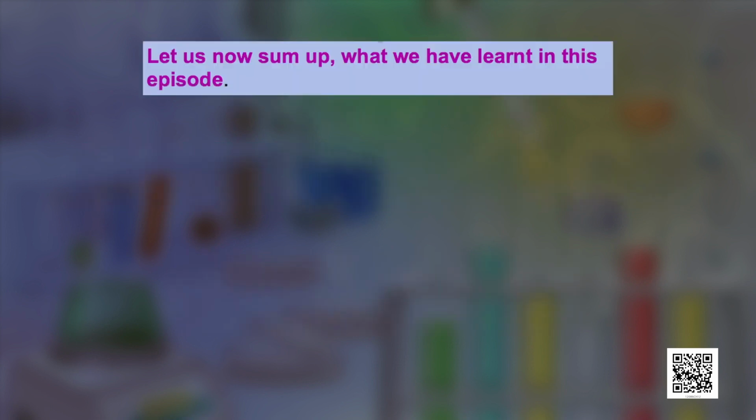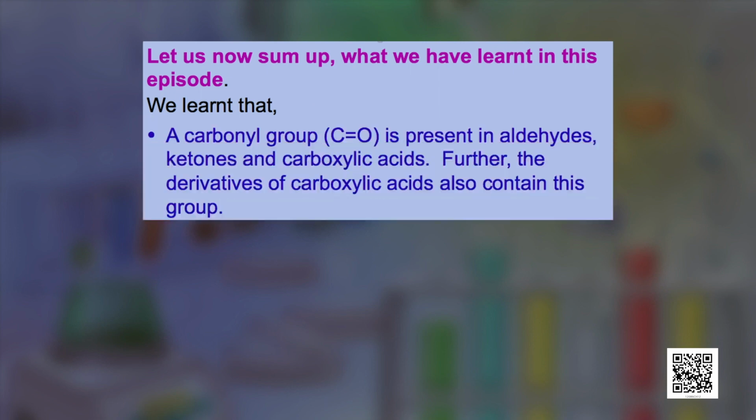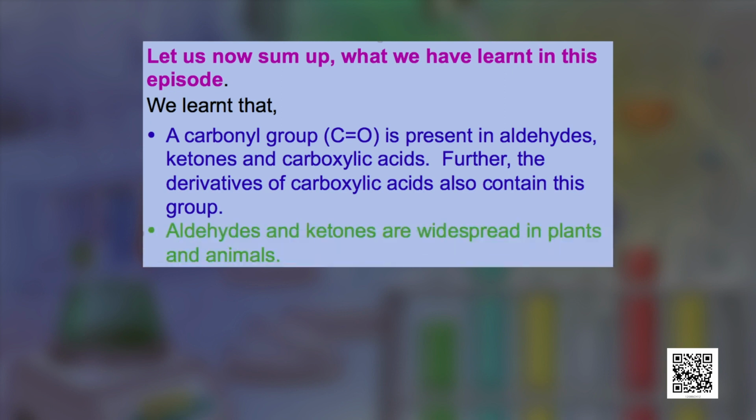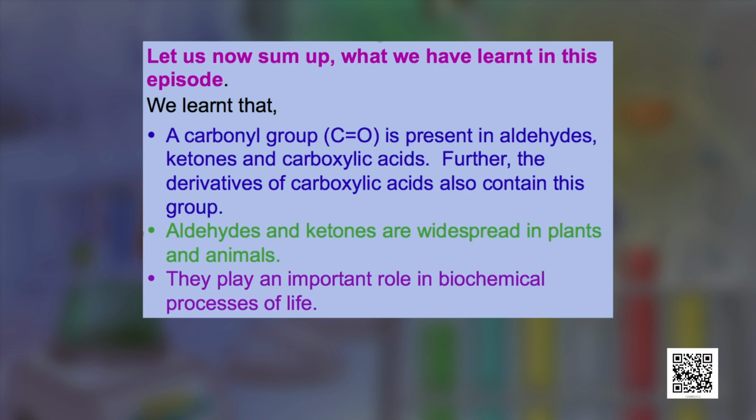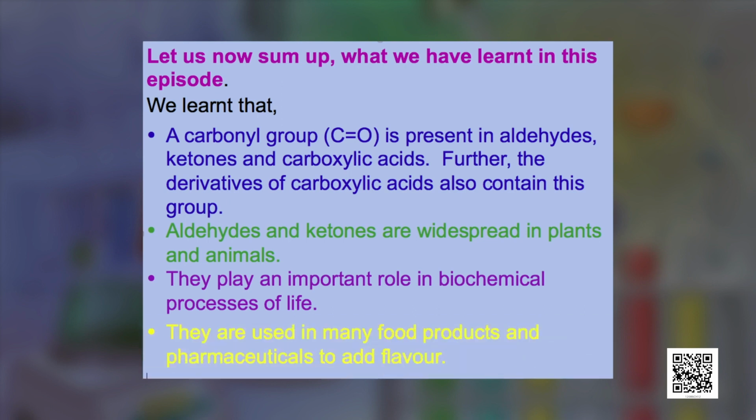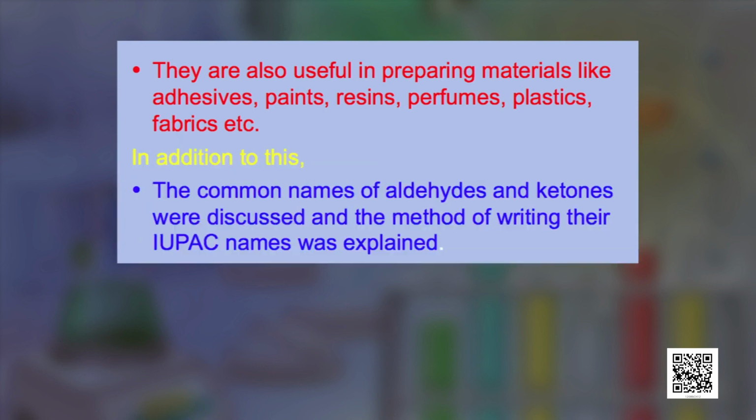Let us now sum up what we have learnt in this session. We have learnt that a carbonyl group, that is C double bond O, is present in aldehydes, ketones and carboxylic acids. Further, the derivatives of carboxylic acids also contain this group. Aldehydes and ketones are widespread in plants and animals, and they play an important role in biochemical processes of life. They are also used in many food products and pharmaceuticals to add flavor. They are also useful in preparing materials like adhesives, paints, resins, perfumes, plastics, fabrics, etc. In addition to this, the common names of aldehydes and ketones were discussed and the method of writing their IUPAC names was explained.